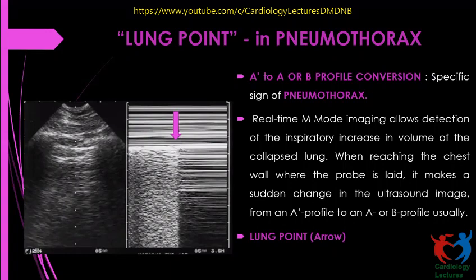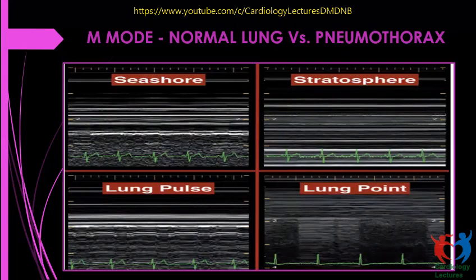So a change from a stratosphere sign or a barcode sign to a seashore sign and vice versa is 100% specific of pneumothorax. So these are the four M modes here. Seashore sign, which is a normal lung, and stratosphere sign, which is a pneumothorax.